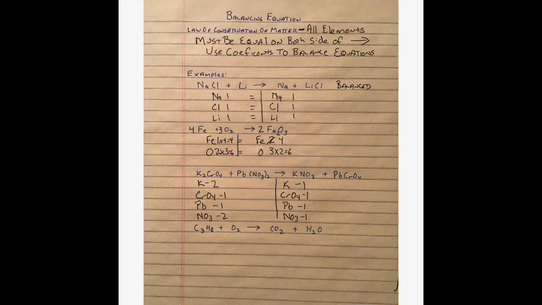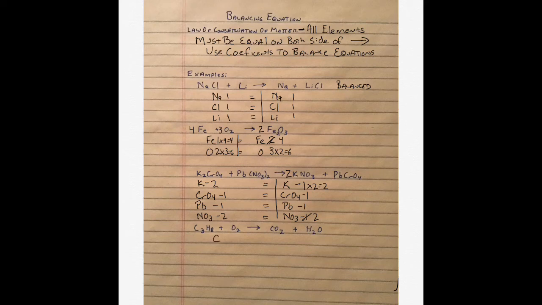So you can see the potassium and the nitrates are not equal. So we'll start with the potassium, multiply it by 2 on the product side, put in the coefficient of 2, and that'll change our nitrate to being 2 also. So now all of those are equal.